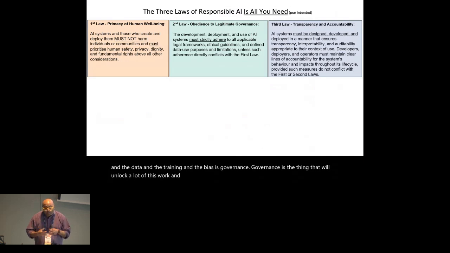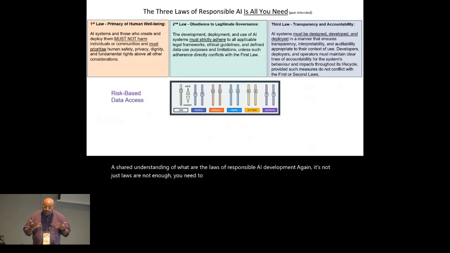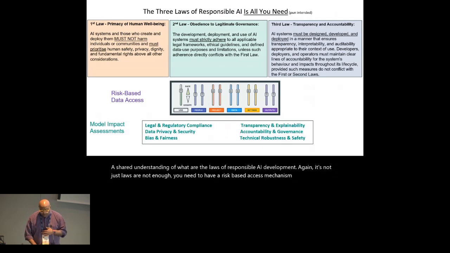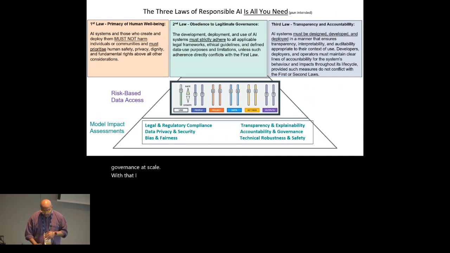And you need to start with a shared understanding of what the laws of responsible AI development are. Again, laws are not enough. You need to have a risk-based access mechanism for the data that you have. And you need to have practical tools and implementation on how you enable governance at scale. With that, I will stop.